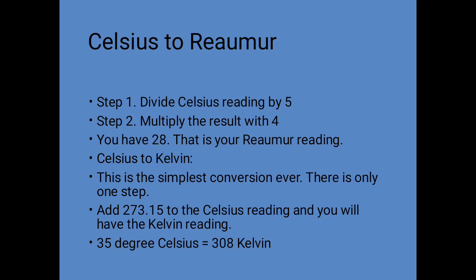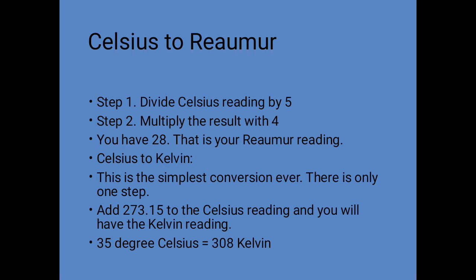Celsius to Reaumur. Step 1. Divide the Celsius reading by 5. Step 2. Multiply the result by 4. So you have 28, right? That is your Reaumur reading.